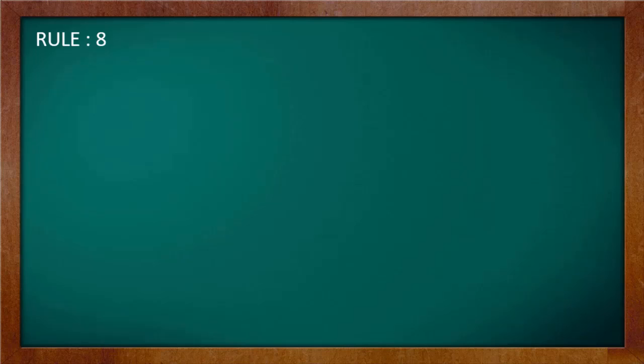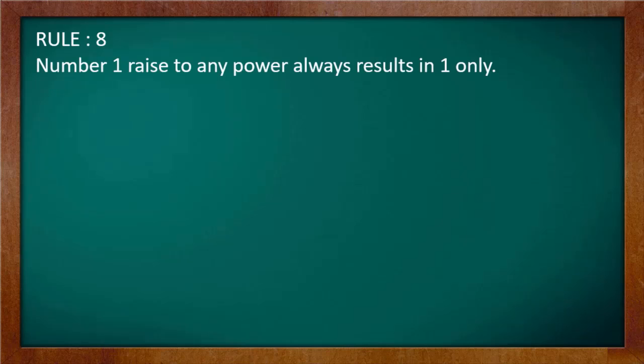The last rule is that the number 1 raised to any power always results in 1 only. For example, 1 raised to power 230 will give you 1. 1 raised to power 13 will give you 1. If I ask you 1 raised to power 1 lakh, it will give you 1 only. So please go through all these 8 rules, very important, and they will be helpful for you to solve the numericals based on exponents and powers. Good luck. Thank you.